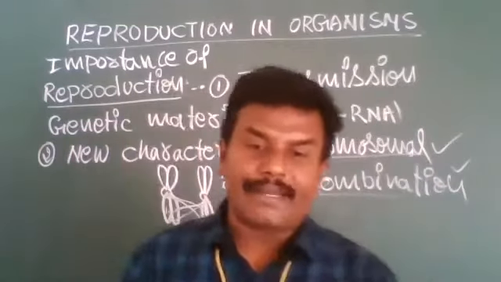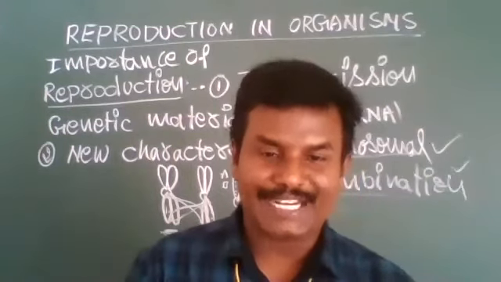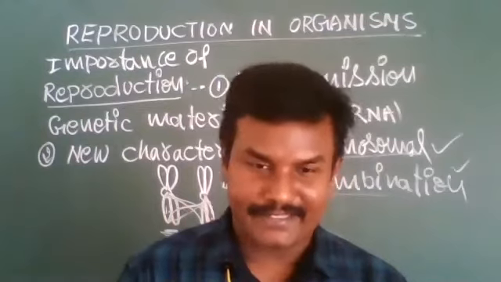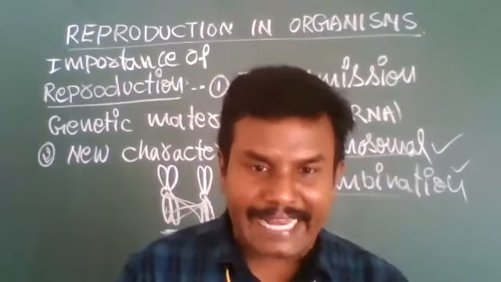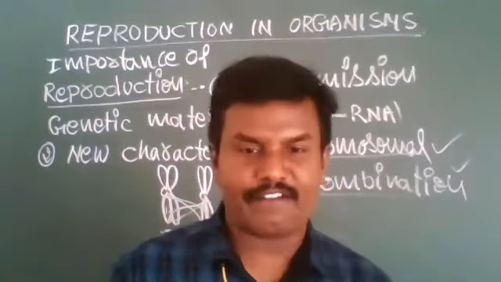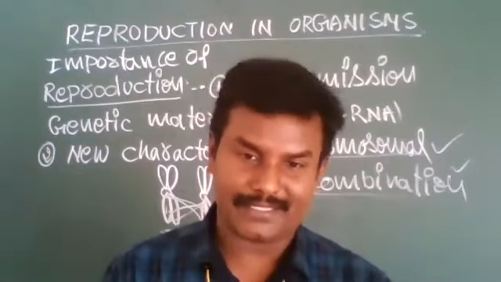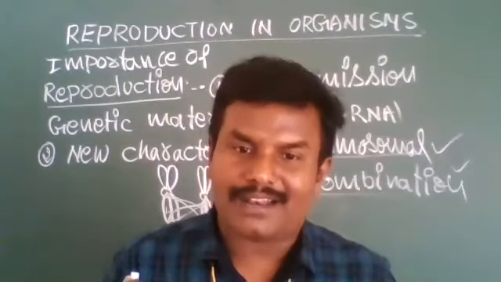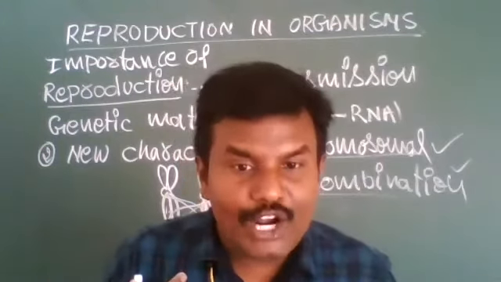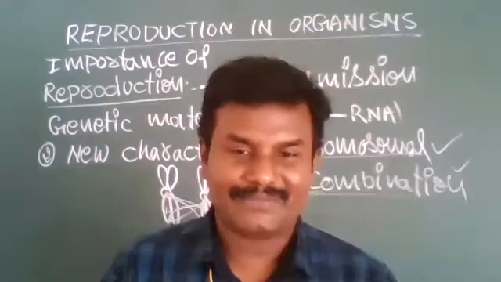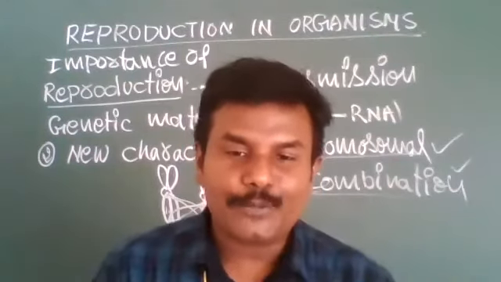So chromosomal recombination leads to the development of new characters. That is why 80% of the characters we obtain from our parents, and the remaining 20% we get as new characters. Though our parents are not educated, though our parents are not white, someone will get white skin, someone will get a superb education. Why?